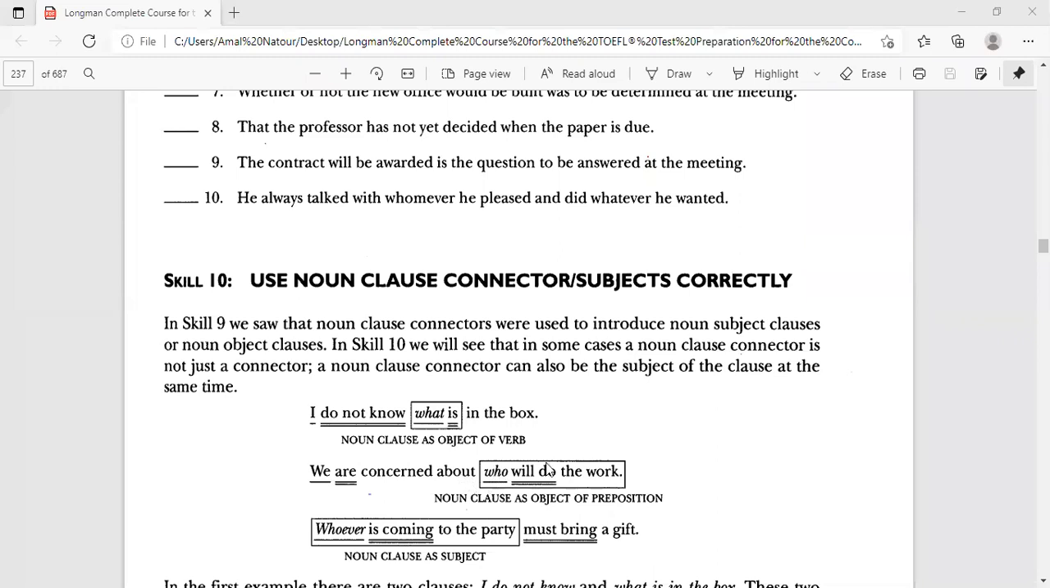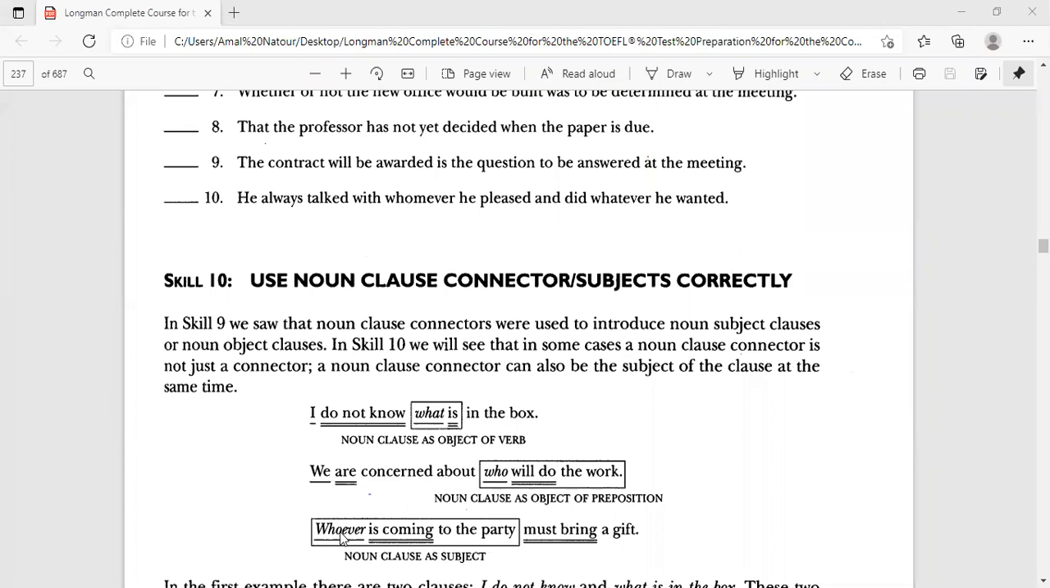Here who will do the work. Here all this clause with the connector plays the role of the object of the preposition, which is a noun clause as object of a preposition. This is the first function. The second function, it plays the role of a connector. And the third function is the subject for the verb will do.